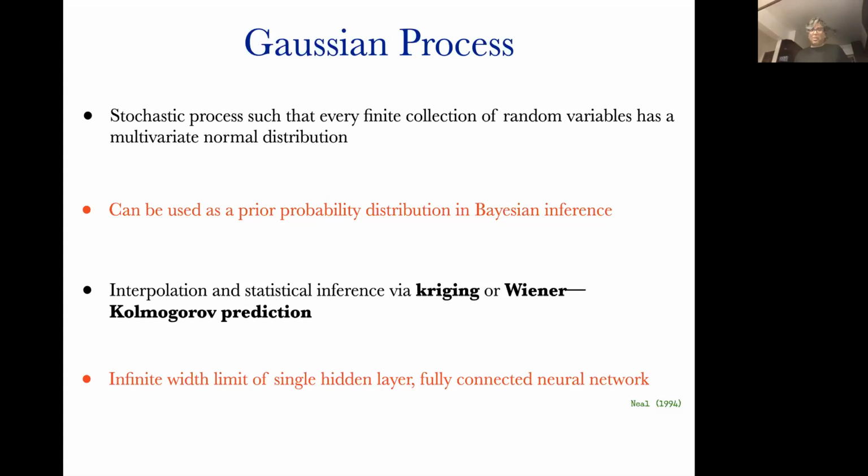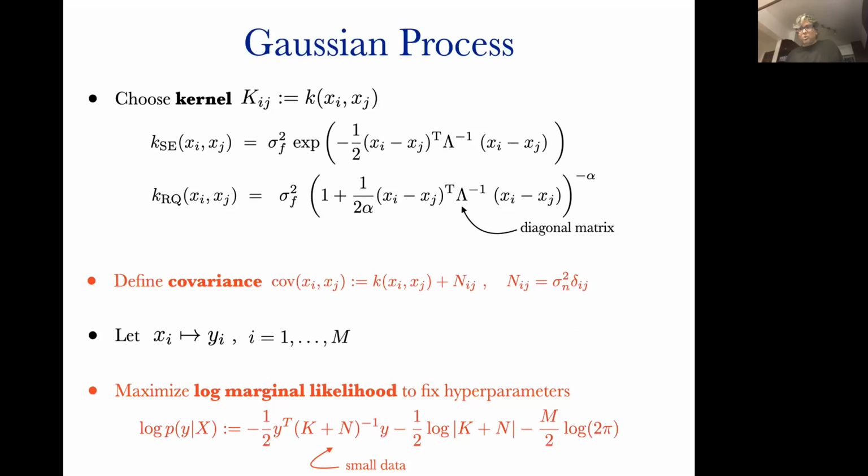And recently, of course, it's turned out the infinite width limit of a single hidden layer network is also a Gaussian process. So in our process, we'll use different kernels. We'll use the squared exponential kernel and the rational quadratic kernel. And essentially, the parameters are sigma_f, sigma_n, alpha, and the elements of some diagonal matrix, lambda. So the diagonal matrix is defined by the size of your input. So in our story, we'll have 17 parameters. And we'll use this Gaussian process to maximize the log marginal likelihood, computed in this way as a relative entropy, basically.